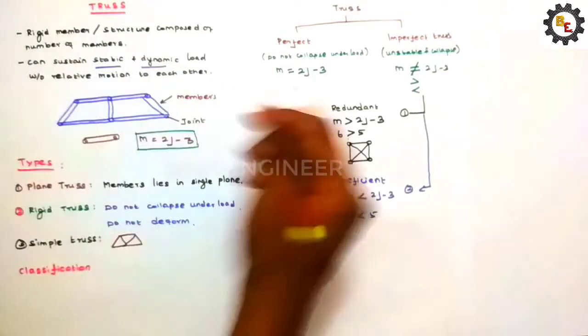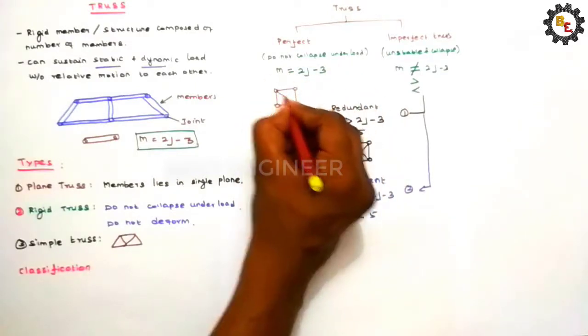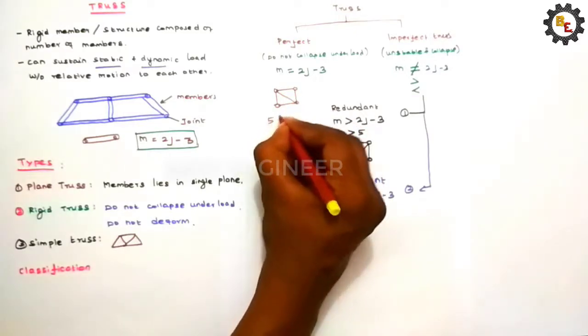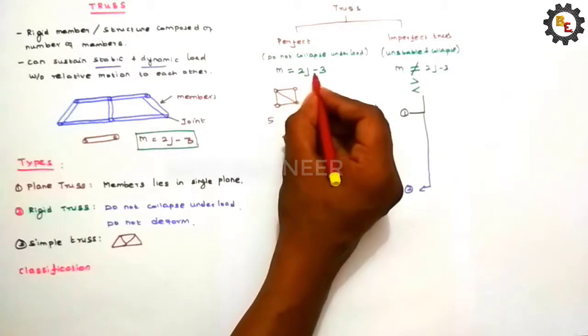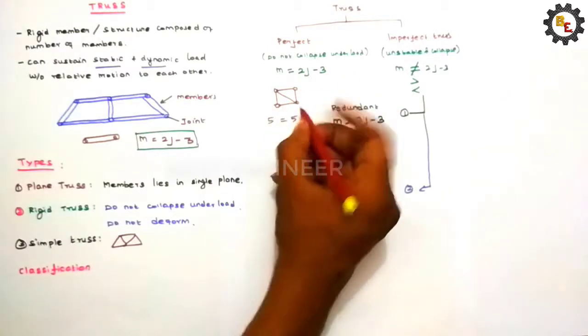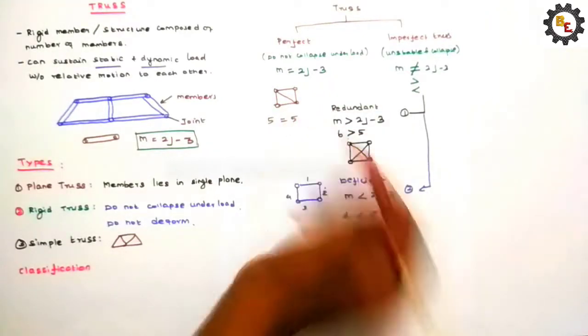Let's see one example for perfect truss. Here members are 1, 2, 3, 4, 5 members and joints are 4. 4 into 2, 8, 8 minus 3, 5. So number of members equal to 2j minus 3. This one is the best example for perfect truss.